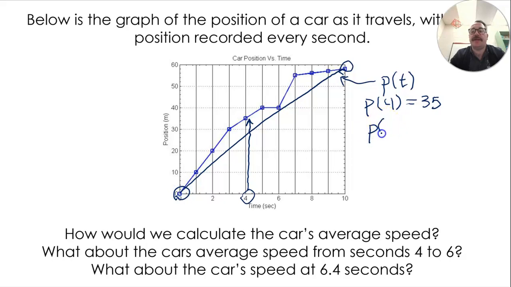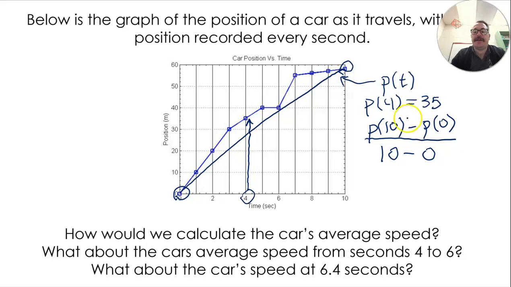So that would be P of 10 minus P of 0. And then we want to divide by the total time that we have. So we have 10, and then we're starting at 0, so we would have 10 minus 0.